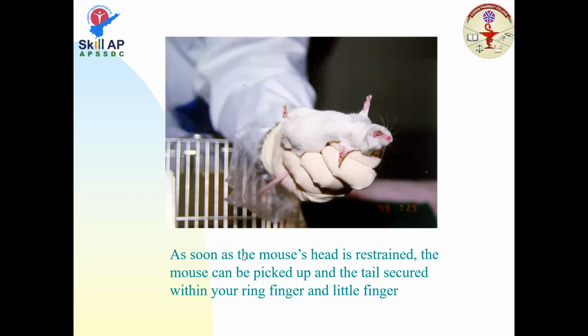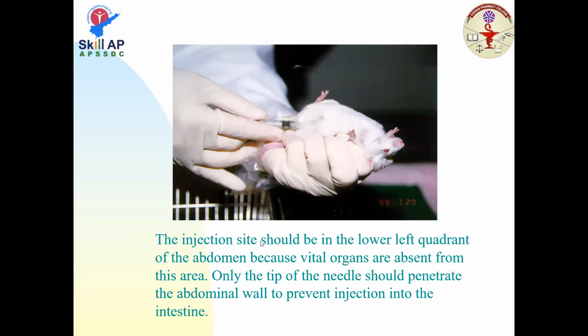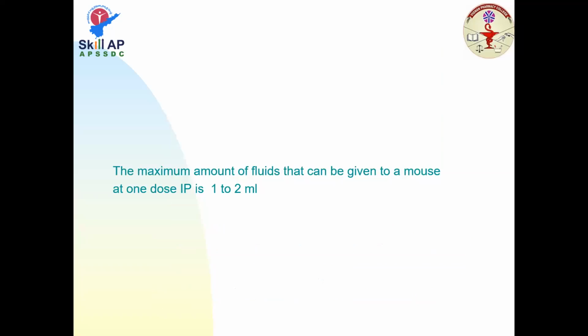As soon as the mouse head is restrained, the mouse can be picked up and the tail secured within your fingers. We also hold the tail, because if the tail is free, it makes movements, and then it is very difficult for the needle to be inserted to give the doses. The injection site should be in the lower left quadrant of the abdomen, because vital organs are absent from this area. Only the tip of the needle should penetrate the abdominal wall to prevent injection into the intestines. We can give a maximum dose of 1 to 2 ml.